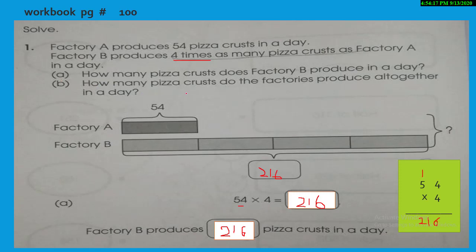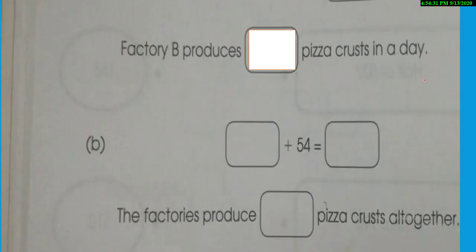How many pizza crusts do the factories produce all together? Okay, all together means you are going to add the pizza crusts of both the factories. Easy? So let's move on to part B. This is on the same page, 100. Factory B produces 216 crusts in a day. This is something that we have solved already.